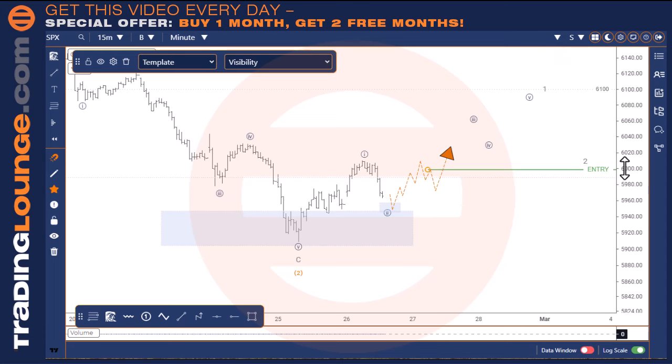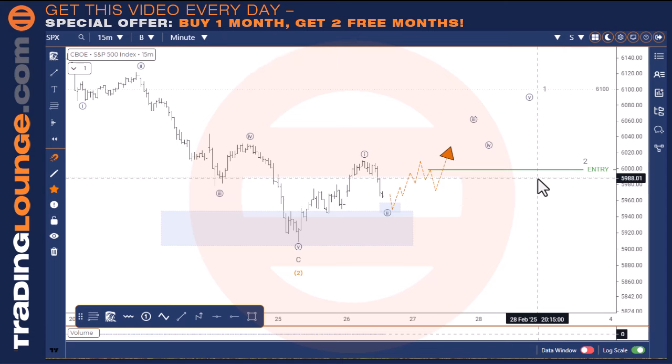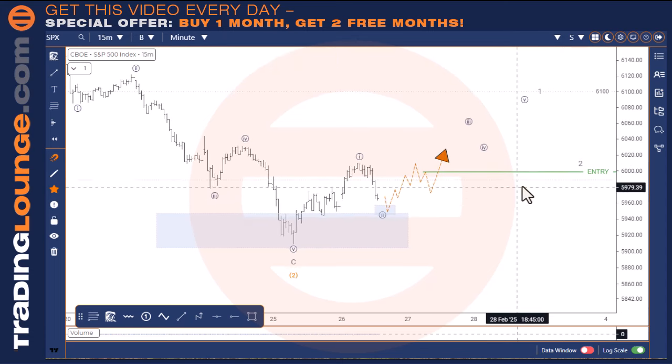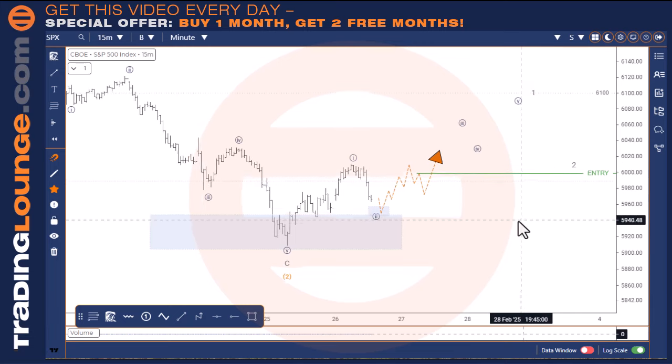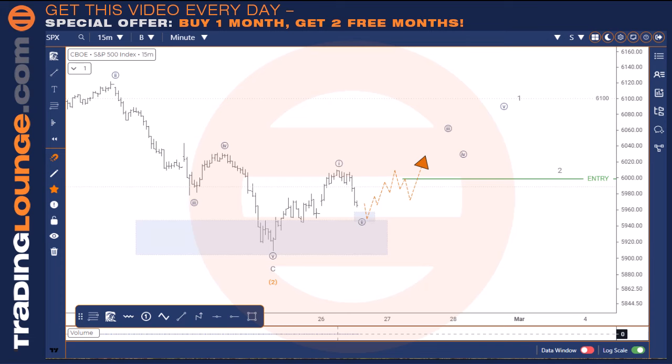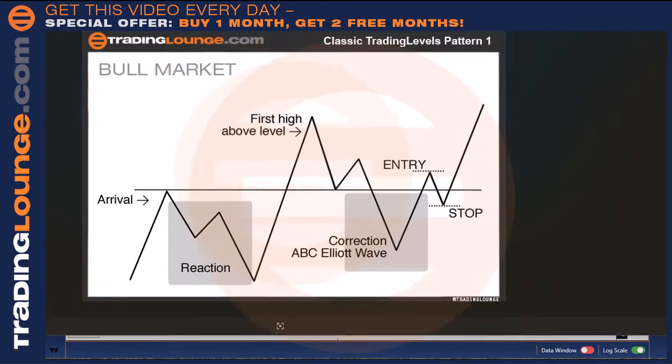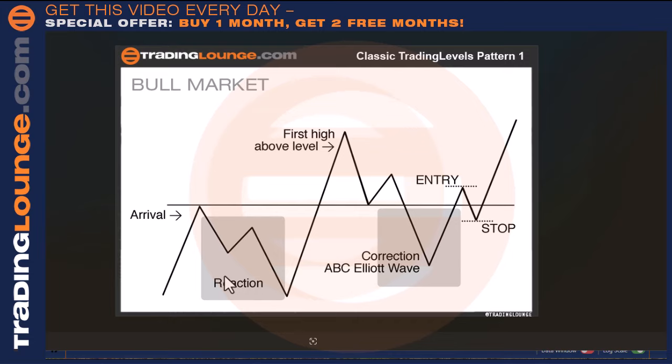And this is really a bit of a battle at the 6,000 area here. So this level here, the 6,000. Really what you want to be looking for on the 6,000 a little bit later down the track is this particular pattern here.